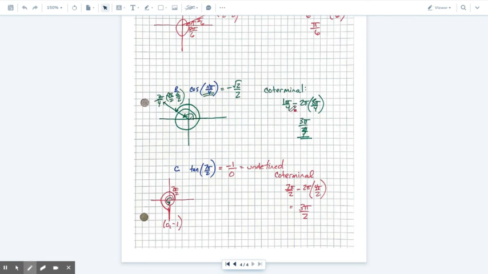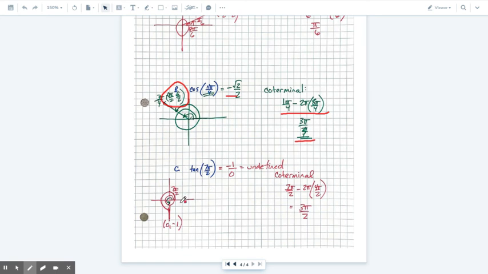Cosine of 11 pi over 4, once again, I'm going to find a coterminal angle. I'm going to subtract 2 pi, and I get 3 pi over 4. So 11 pi over 4 and 3 pi over 4 are coterminal, and they both have the same coordinates of negative square root of 2 over 2, square root of 2 over 2. So cosine is the x value, and that's where we get the negative.